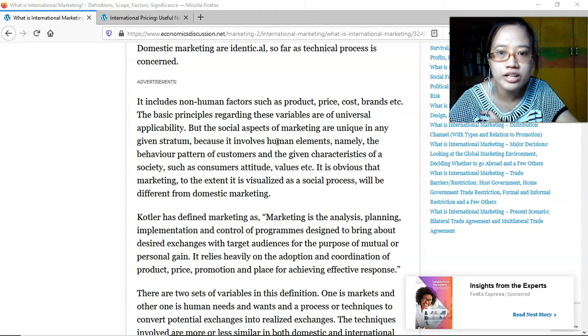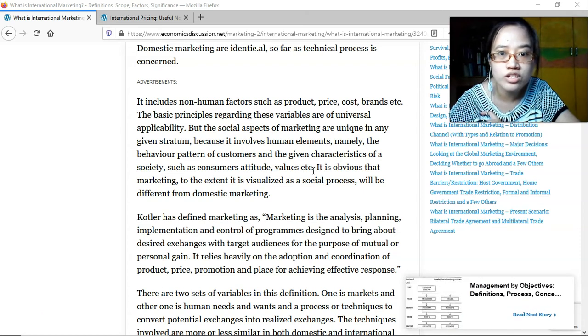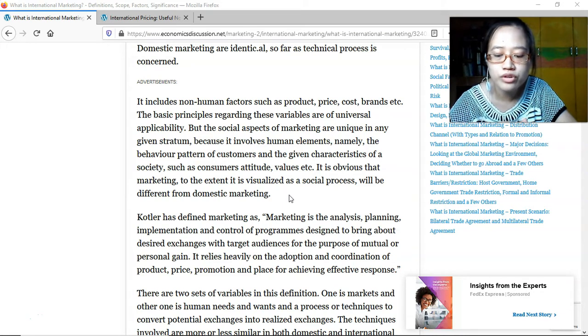Social aspects of marketing are unique in any given stratum because they involve human elements, namely the behavior pattern of customers and the given characteristics of a society, such as consumers' attitude, values, etc. It is obvious that marketing, to the extent it is visualized as a social process, will be different from domestic marketing. So, for example, things that you have to consider: the culture.